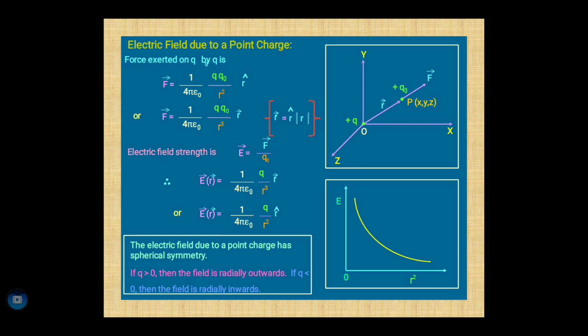The electric field due to a point charge is spherically symmetrical. If the charge is positive, meaning more than 0, then the field is radially outward, and if the charge is less than 0, then the field is radially inward. This expression tells you that the electric field strength is inversely proportional to r square. If r square increases, then the strength of the electric field will decrease.